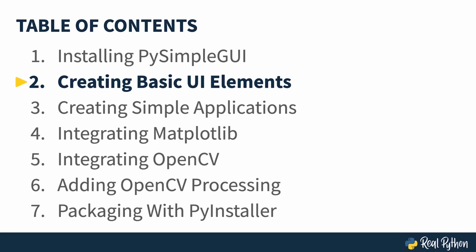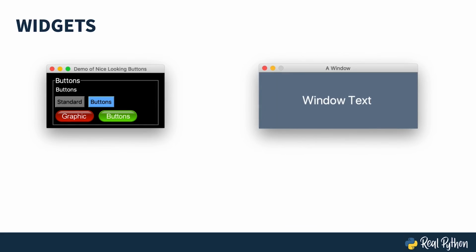Creating basic UI elements in PySimpleGUI. If you've ever used a GUI toolkit before, then you may have heard the term widgets. A widget is a generic term used to describe the elements that make up the user interface, such as buttons, labels, windows, and so on. In PySimpleGUI, widgets are referred to as elements, which you may sometimes see capitalized.